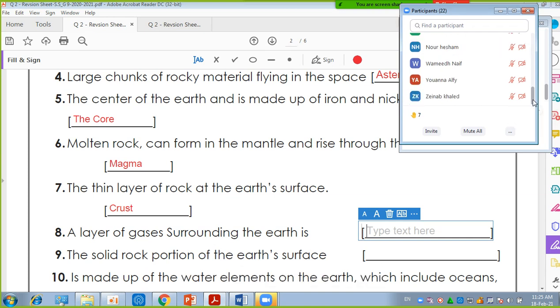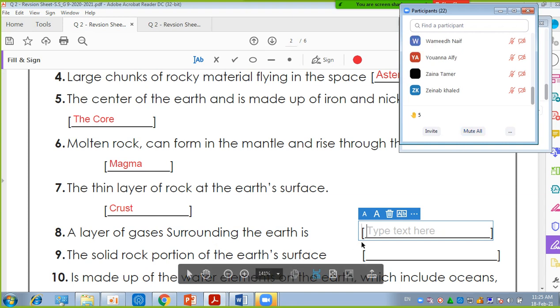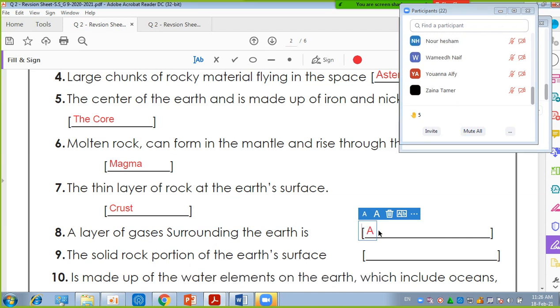Okay, Zainab, a layer of gases surrounding the earth. What do you call this layer of gas that surrounds the earth? Zainab, are you here? Okay, Zainab, do you have an answer? Atmosphere, yes.